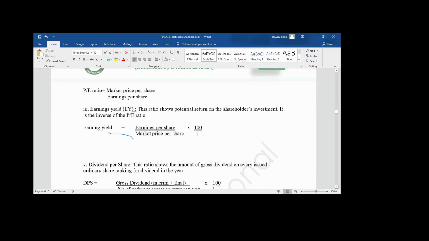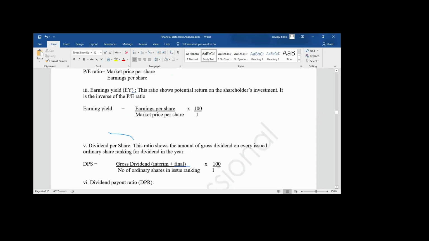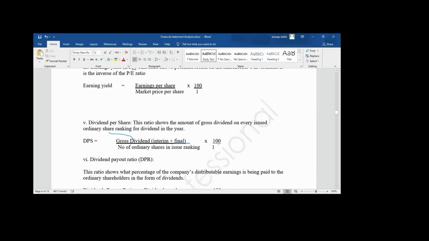Next, dividend per share. Dividend per share shows the amount of gross dividends that is attributable to each ordinary share in issue. It is calculated as our gross dividend divided by the number of ordinary shares. Next, dividend payout ratio.